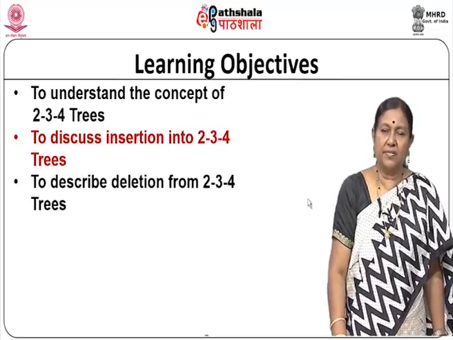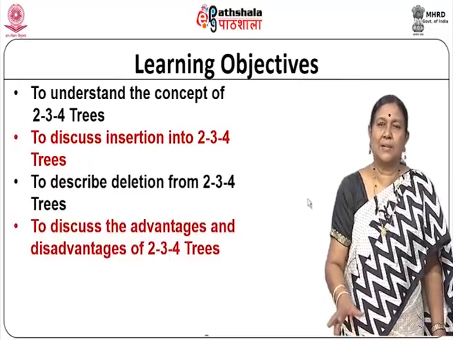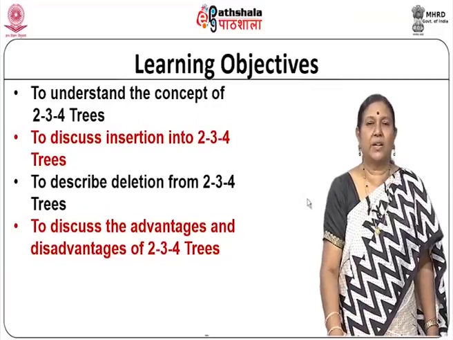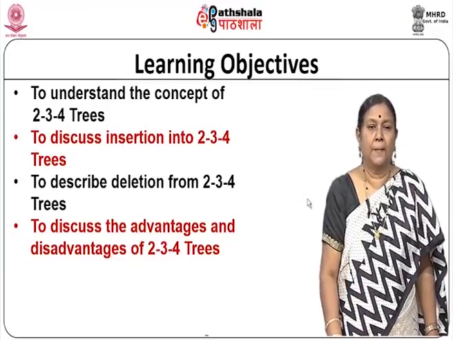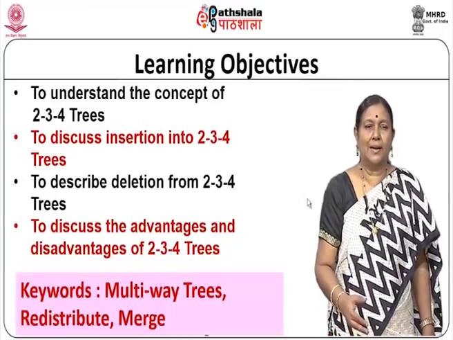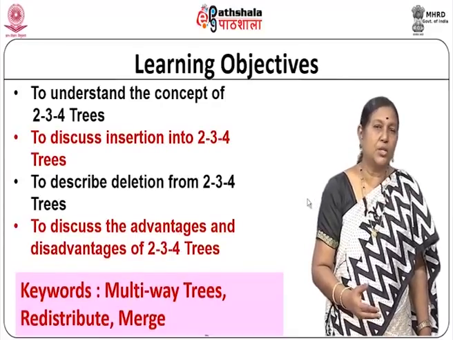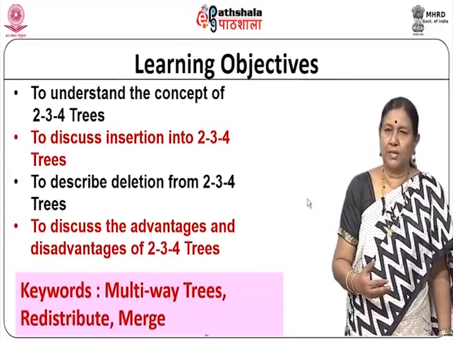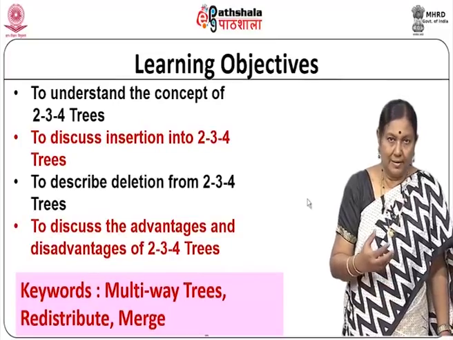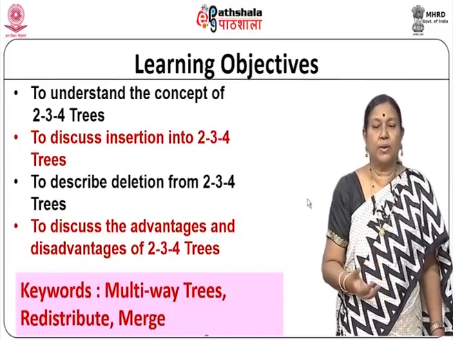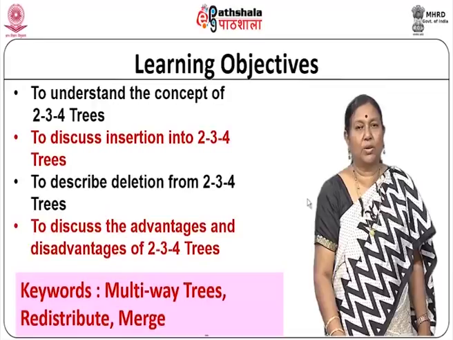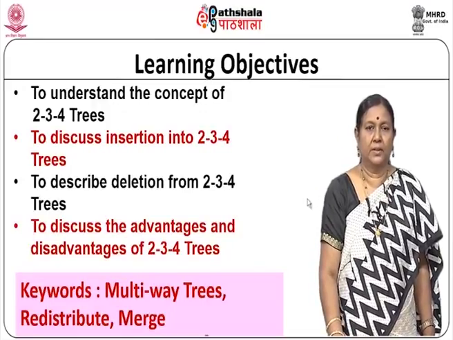To describe deletion from 2, 3, 4 trees, and to discuss some of the advantages and also some of the disadvantages of 2, 3, 4 trees. So, keywords are again multi-way trees, redistribute and merge. Remember, we looked at redistribute and merge when we were discussing 2, 3 trees. We are going to look a little more in detail into that when we are talking about 2, 3, 4 trees.